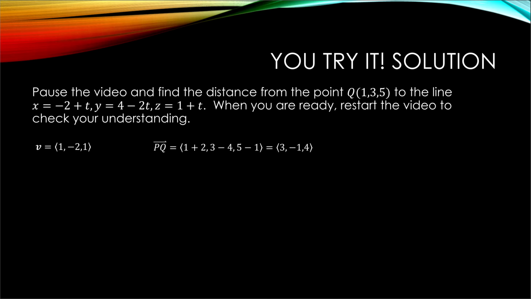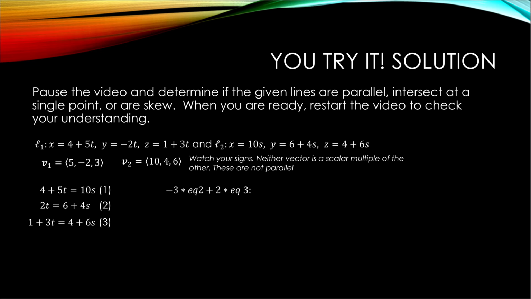Now I'm going to take negative 3 times equation 2 and add that to 2 times equation 3. So negative 3 times equation 2 gives me negative 6t equals negative 18 minus 12s. I add that to 2 times equation 3, which is 2 plus 6t equals 8 plus 12s. And I end up with 2 equals negative 10. This is inconsistent, so my lines are skew.